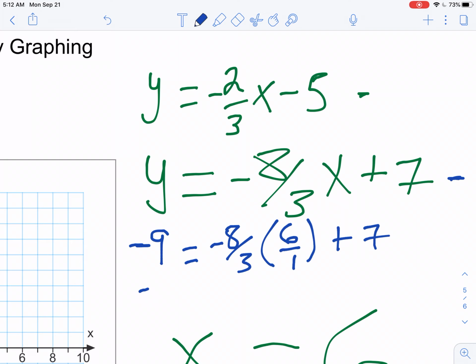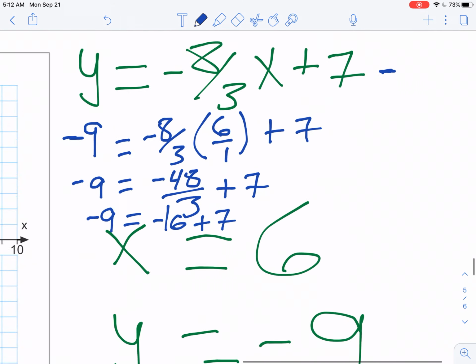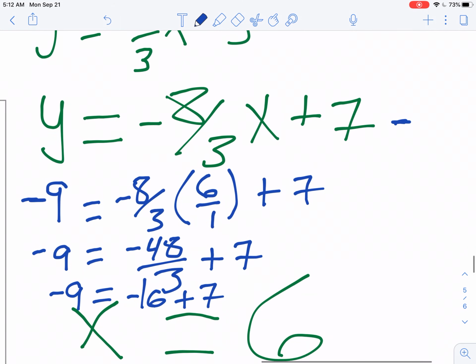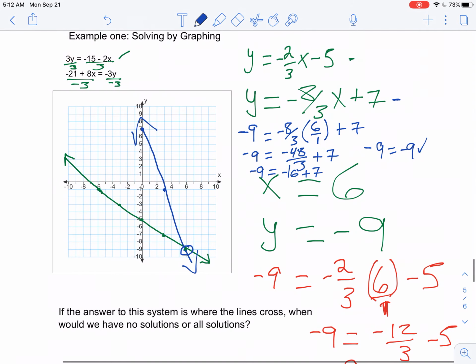Then we're going to get negative 9 equals negative 48/3 plus 7. And then we're going to get negative 9 equals negative 16 plus 7. And then guess what we're going to find? Negative 16 plus 7 gives us negative 9. So we're going to get negative 9 equals negative 9. And boom. We've double checked.